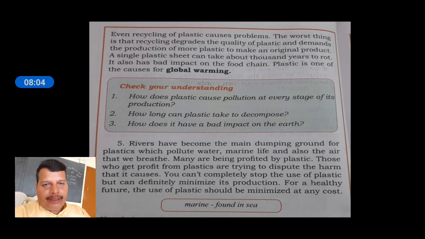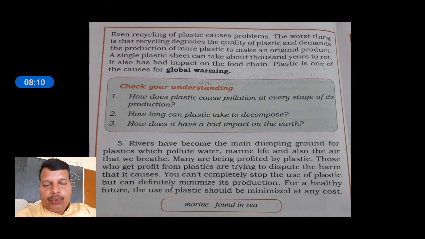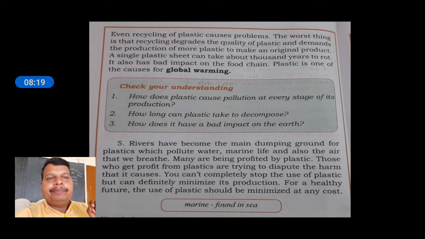Some vendors are there. They get it from us and they recycle it. Then they again make low quality plastic things. That is also very harmful to our life.